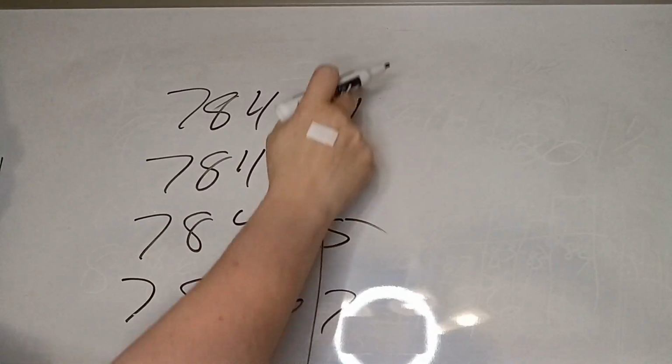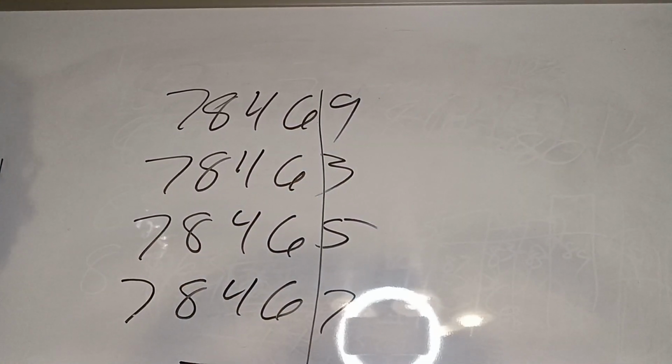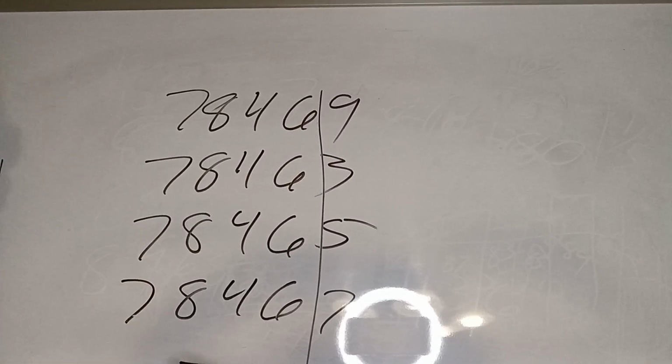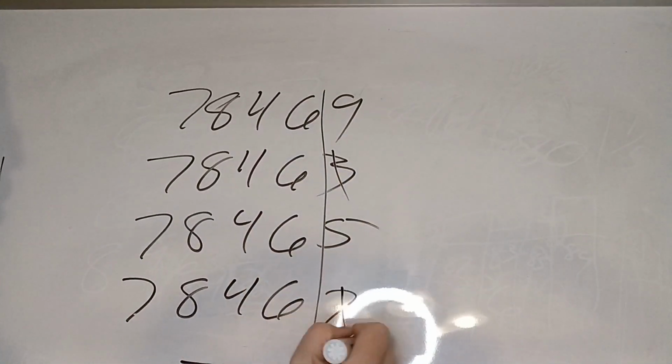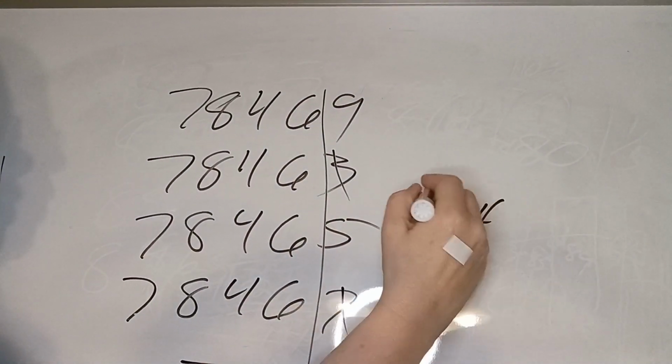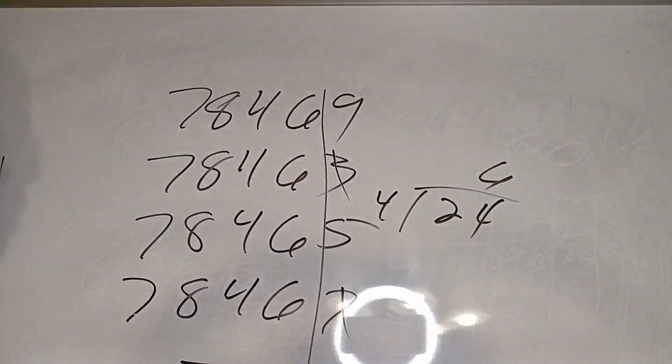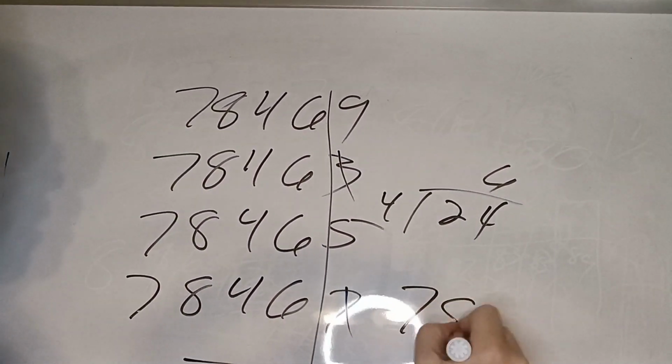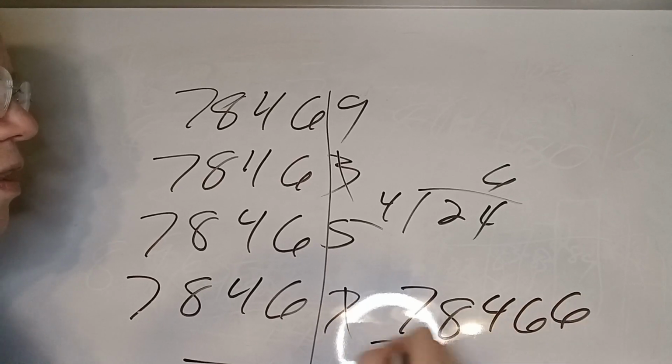All right. Now, the numbers we have left are the same numbers we had at the last one, right? 10, 24 divided by 4 is 6. So our average is 784.66.